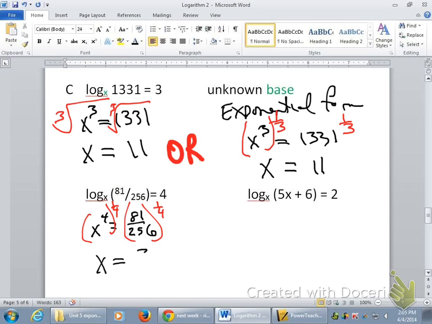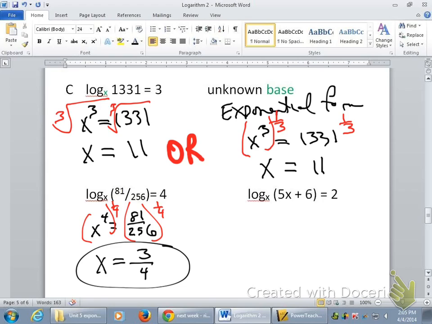It's 3. The 4th root of 256. What number to the 4th power gives you 256? 4. And if you can recognize that without having to use your calculator, you're going to be in much better shape. Now, I do want you to go to your calculator math button. Type in the logarithm base 3/4 of 81 over 256, and make sure you still get a 4.